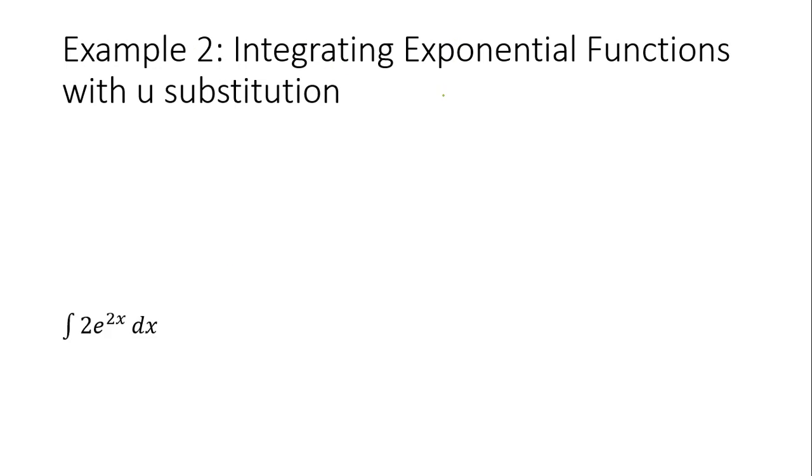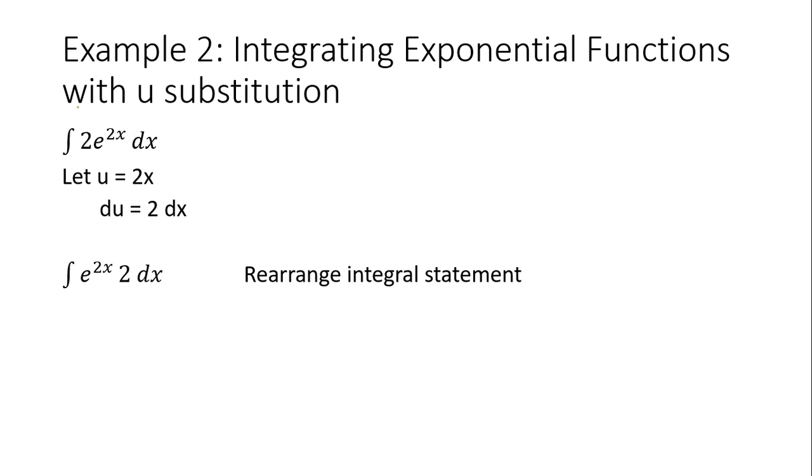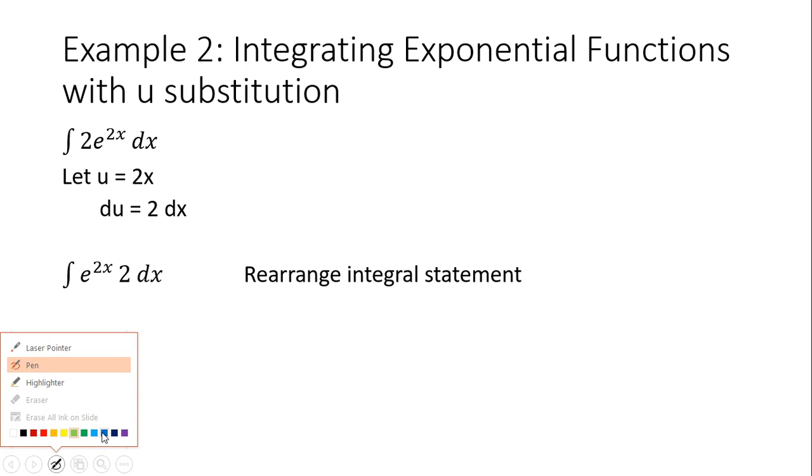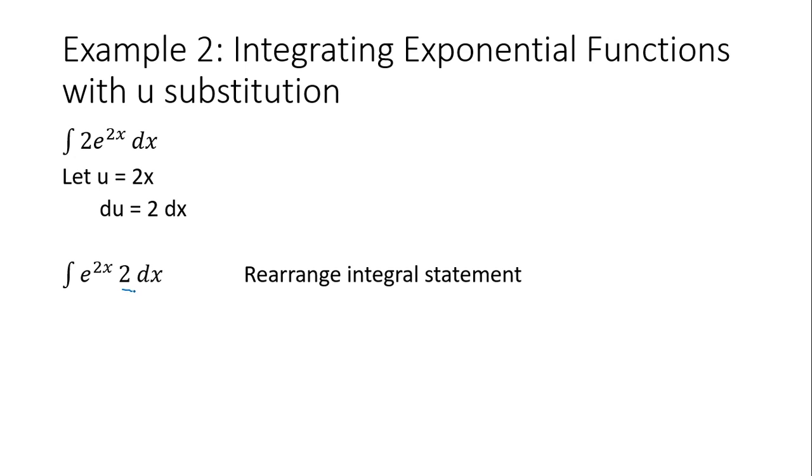Now, with u substitution, if we have something that looks like this, that is when we have to use our u substitution. So we're going to let u be the exponent. So u is 2x. Then du is 2 with respect to x, which is 2 dx. Now what I'm going to do is rearrange the integral statement. A couple of you guys have done a really good job of this. I think this is really important for you to be able to see what it is that you are actually doing. So you can visibly see now that du is right here.